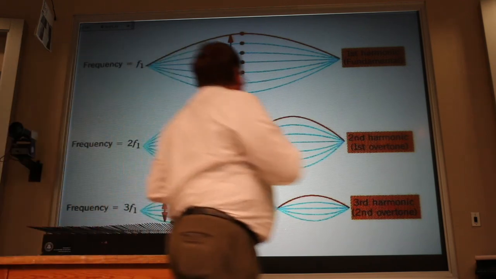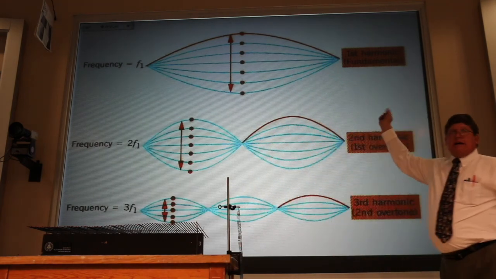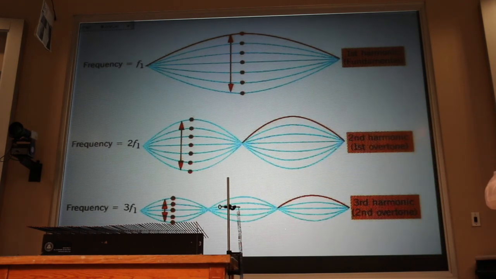Now, it turns out that we have adopted the language of the music department on the fundamental. Often we will call that the fundamental instead of the first harmonic. We'll use those 2 interchangeably. But we will never call that the first overtone, because that will mess up our mathematics.